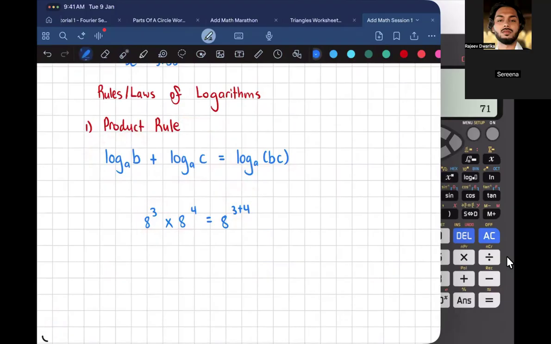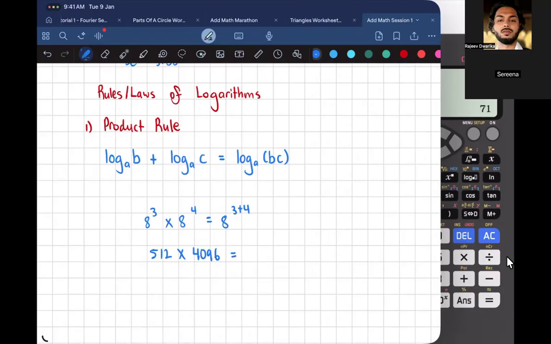What is 8 to the power 3? 512. What is 8 to the power 4? Well, let me see if I can calculate that. I think that's going to be 4096. Tell me if that's correct. It is. Okay. I probably can't do this multiplication in my head though. I don't think I could do 512 by 4096.